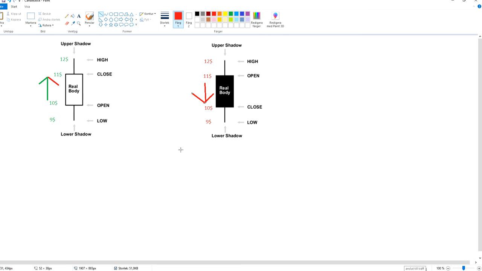So this is basically how a candlestick works. This is the core concept of a candlestick. You really have to understand this concept to be able to continue and go deeper into candlesticks.